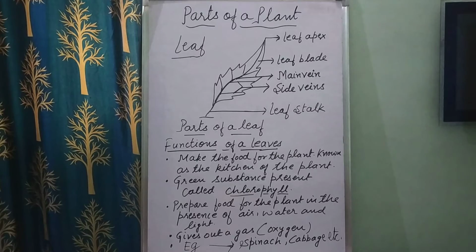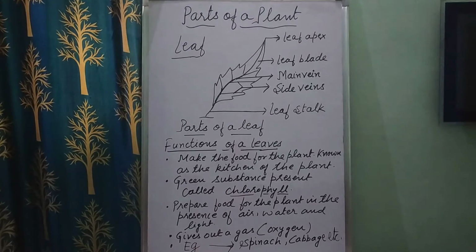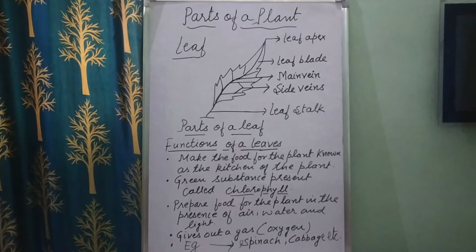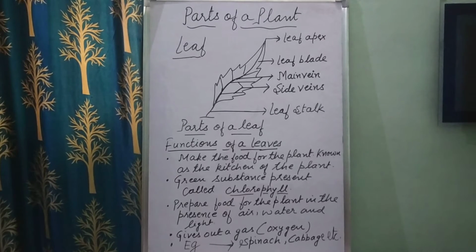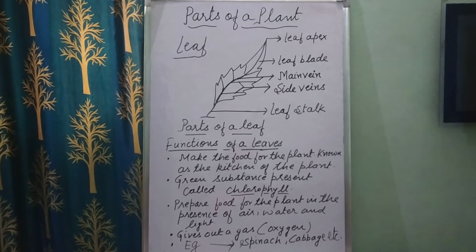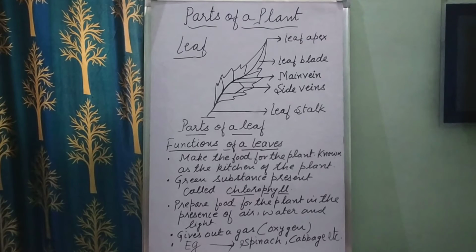So children, while making food, these leaves give out oxygen. All living things including plants breathe in oxygen to stay alive. Stomata on the leaf help the plants to breathe, right? Leaves of certain plants like cabbage and spinach store food and we eat these as vegetables, right? So these are the functions of the leaf. Because leaves make food for the plant, they are known as the kitchen of the plant, or the food factory of a plant, because they prepare food for the whole plant, right?